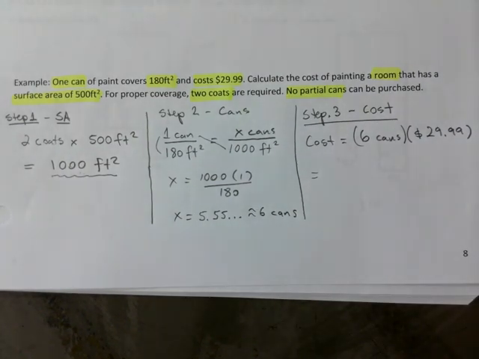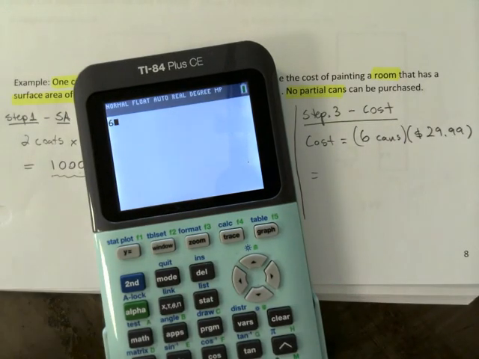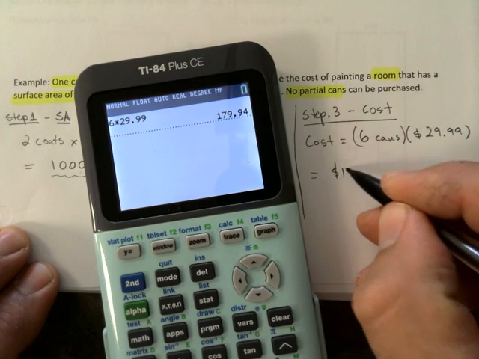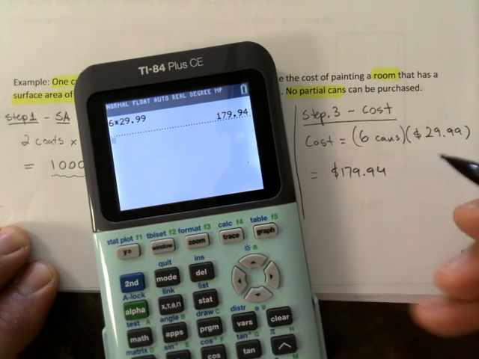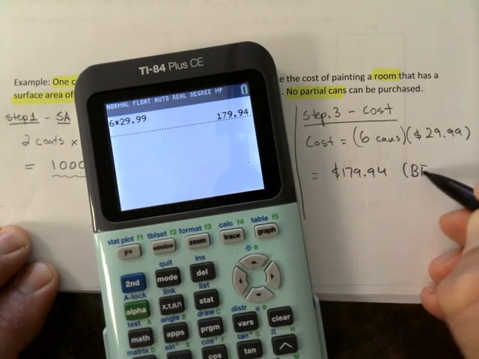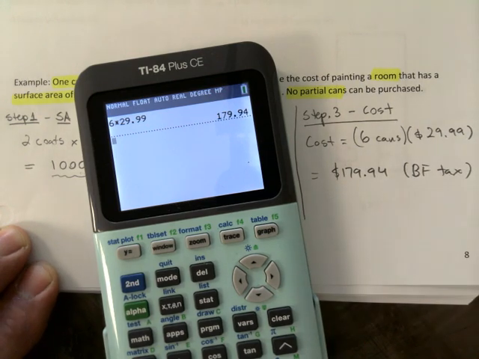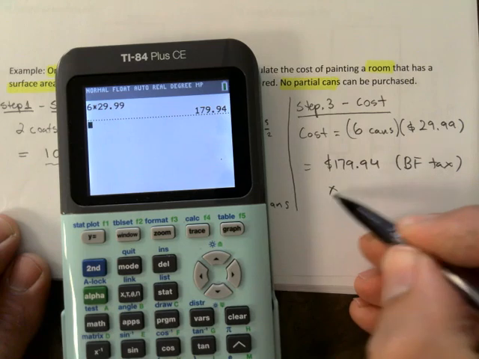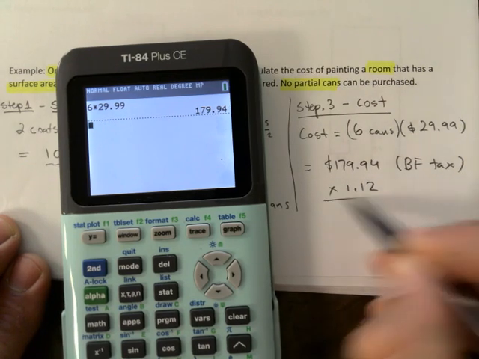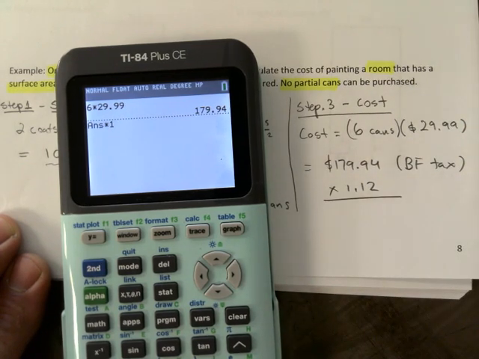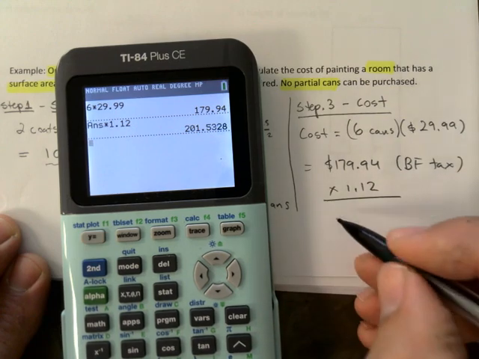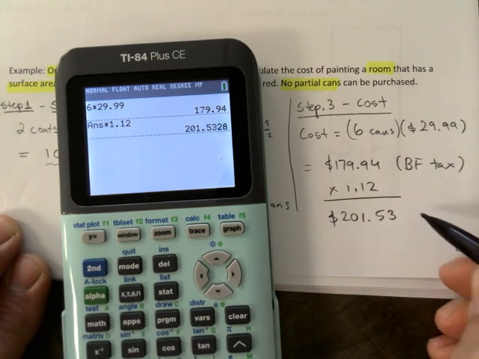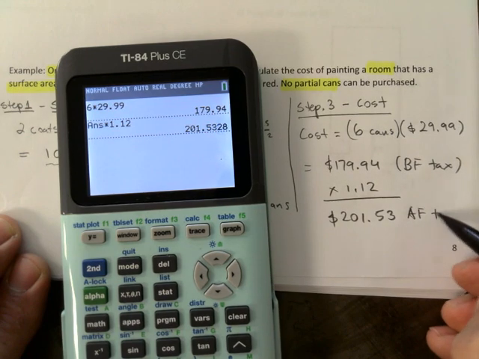So here we go. 6 times $29.99. That's $179.94. I'm going to say before tax. That's the key word here. So no taxes yet. But if you multiply this by 1.12, you get $201.53 after tax.